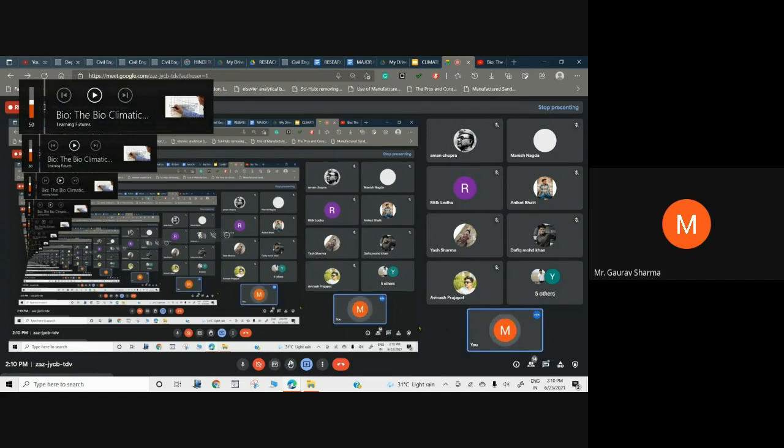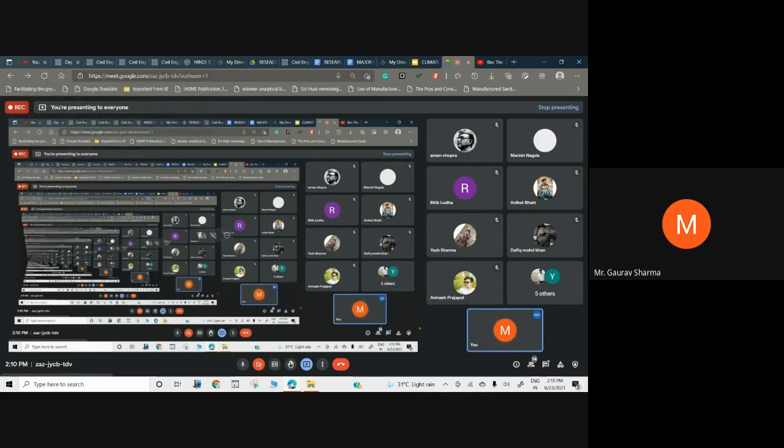इज देयर एनी डाउट? कुछ पूछना है किसी को? No, sir.